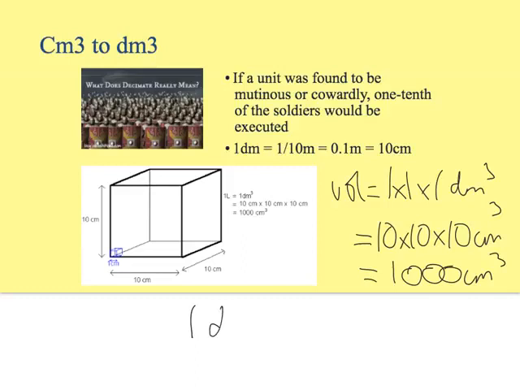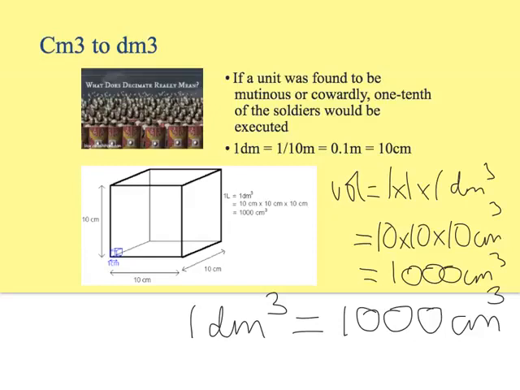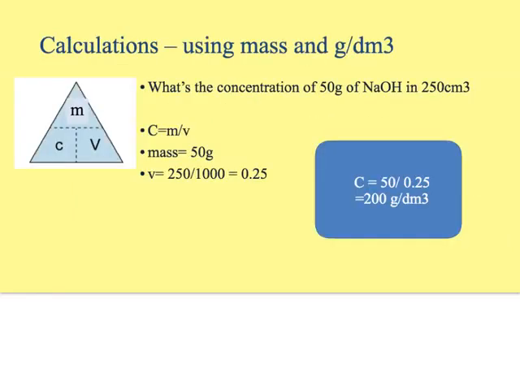So you can either learn this if you found what I just did tricky, or hopefully you might see why that is the case from that picture. But 1 decimeter cubed is the same as 1,000 centimeters cubed. So we're going to do an example. First example is going to be using grams.